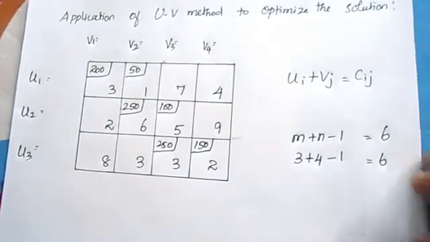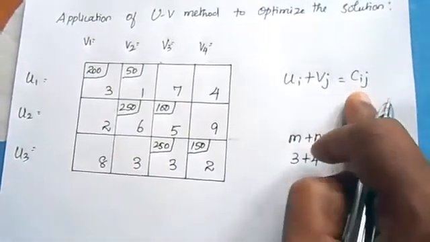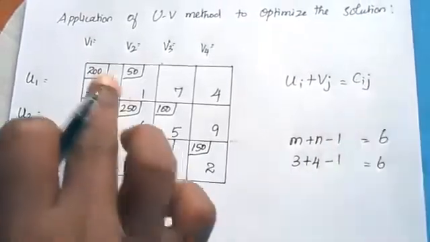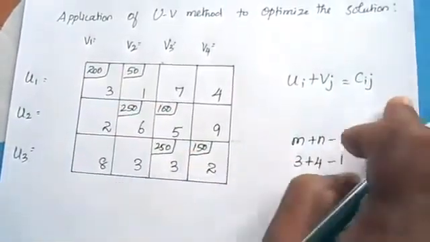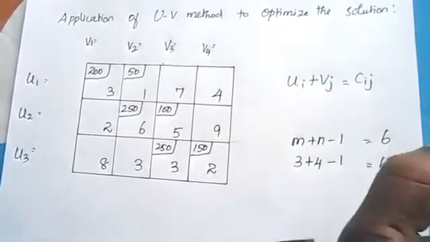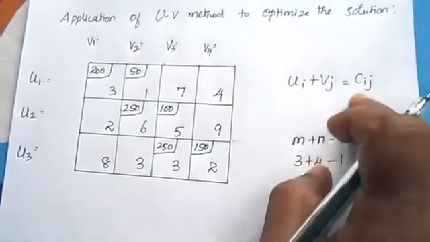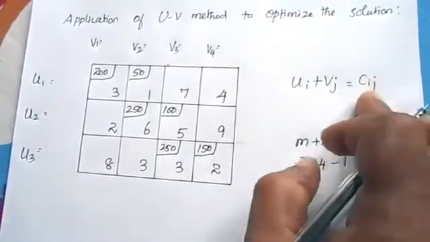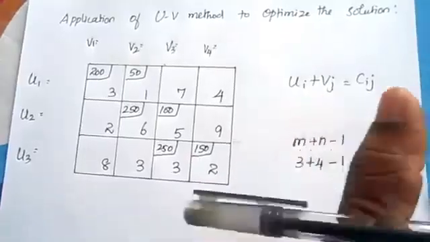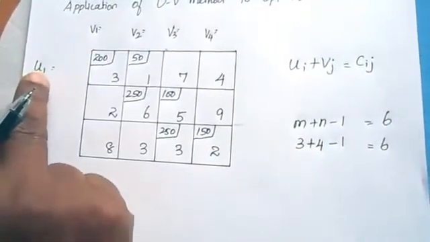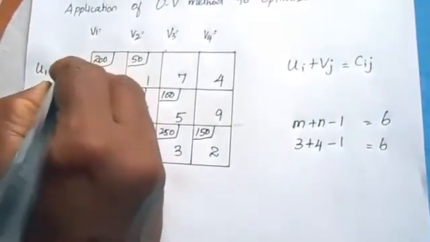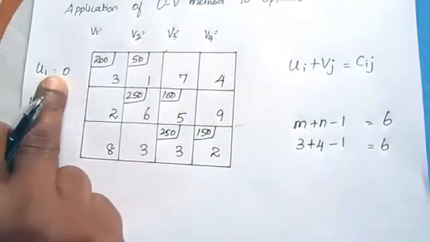So now you can proceed. Now you need to apply this formula to find the Cij. For the allocated cells only, you need to find the U and Vj. This is the formula to find the Cij. Let us see how I am going to apply this to find the U and V values. Always you can take U1 as 0. So U1 can be considered as 0.